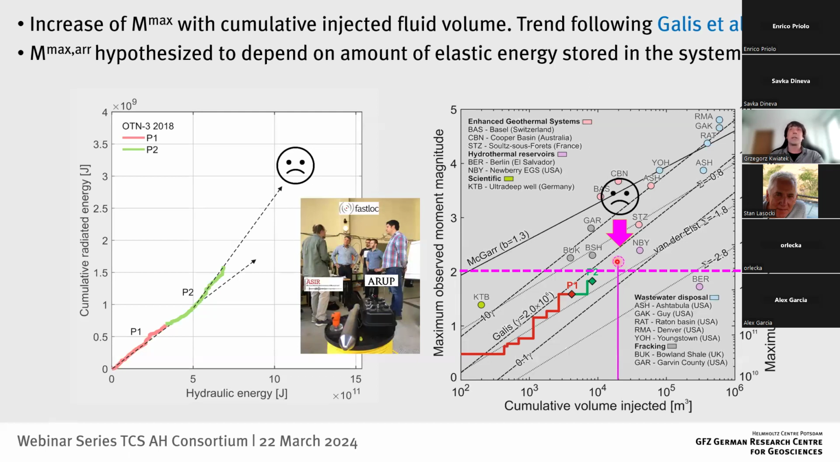If we go to the model of Galis, it provides the maximum magnitude of so-called arrested ruptures. The magnitude depends essentially on the amount of energy that is available, that is stored for rupture propagation underground. In our case, this depends on the hydraulic energy input. So the project team decided to reduce the amount of this energy that is stored in the system somehow.